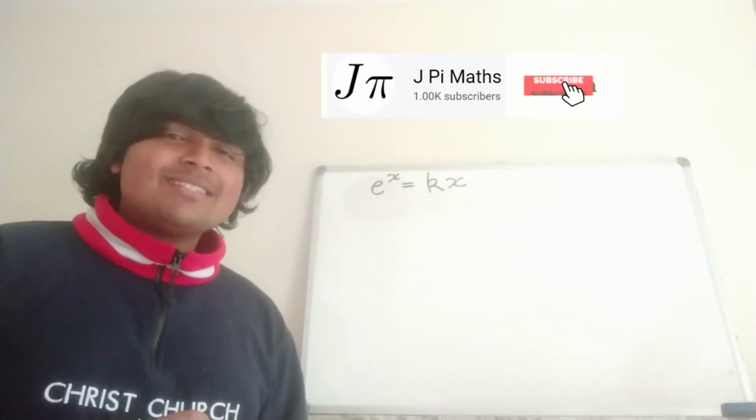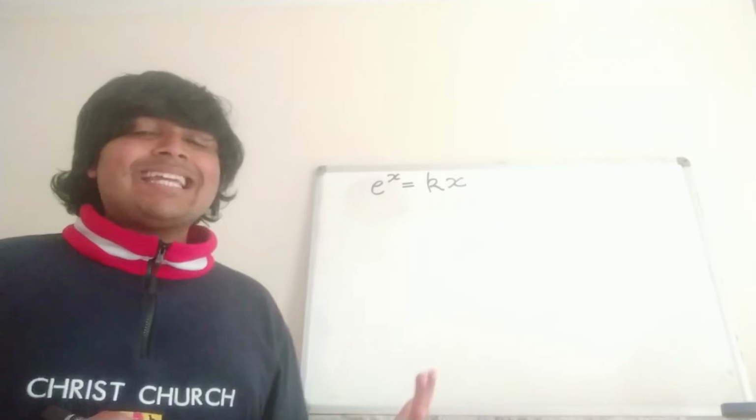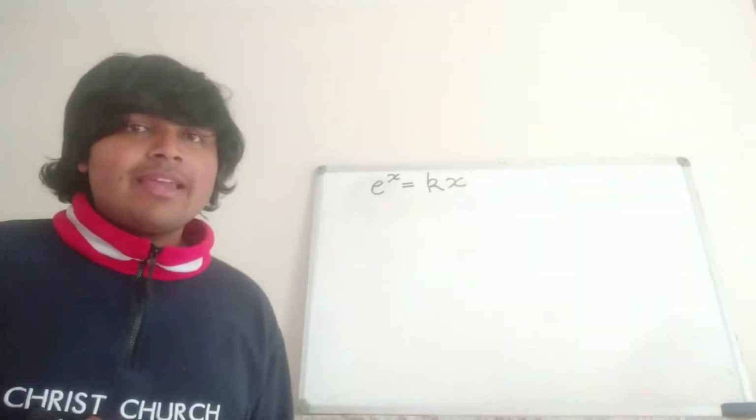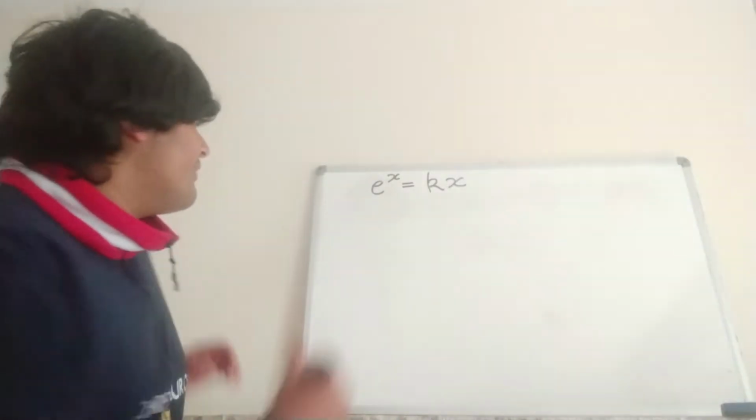Okay, so what we want to do to solve this problem is split it into three different cases. Firstly, when k equals 0, secondly, when k is less than 0, and finally, when k is greater than 0. So let's look at the case where k equals 0 first. This is a very straightforward case.